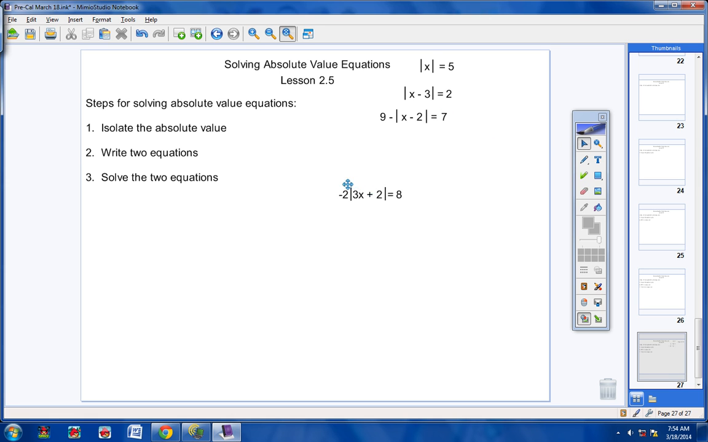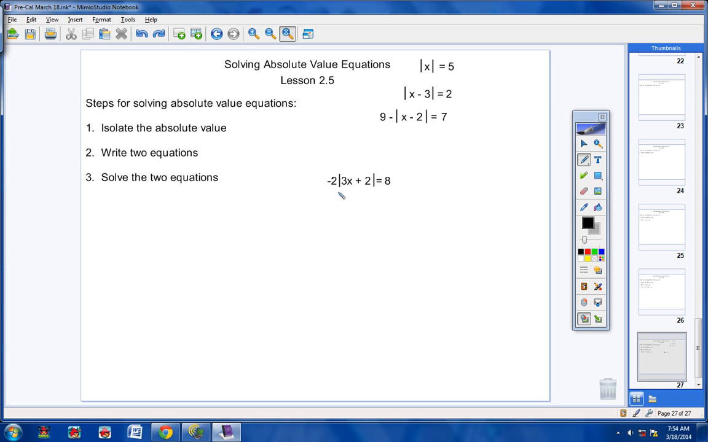Last problem on the whole video, guys, so way to be troopers, way to hang in there, and let's solve this and we're done. Okay, step 1 says isolate the absolute value. Well, if you'll notice, the absolute value is not isolated. There's a negative 2 right here that I would really like to get rid of.